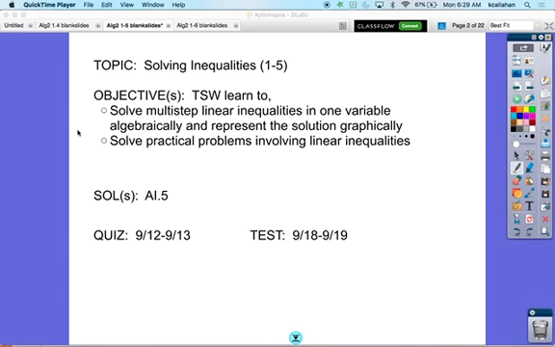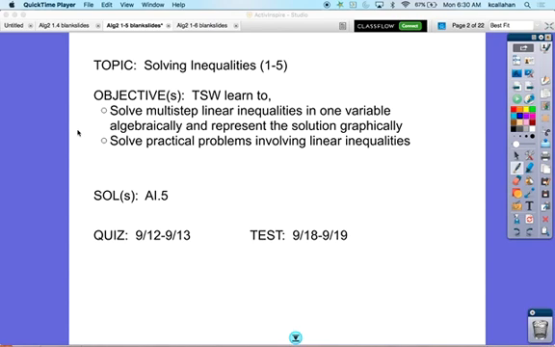So this is the last lesson of the Algebra 1 review, and it's the first lesson that's being recorded for you to watch in class with your earbuds. And I will be around to help you out if you have any questions along the way. So let's get started. This one is about solving inequalities, in particular solving multi-step linear inequalities and practical problems involving linear inequalities.